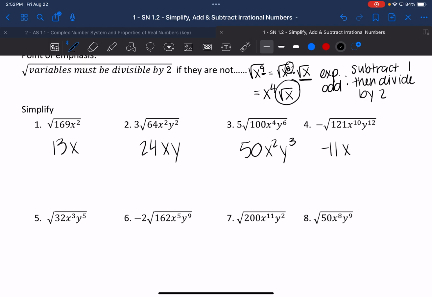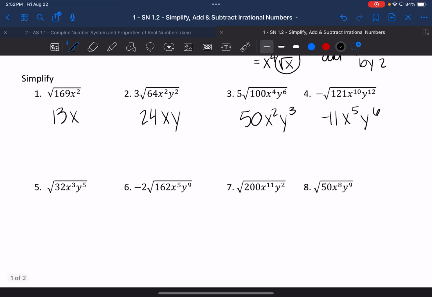X to the right, y to the right. Easy enough, right? Okay. All right, let's look at that next row. These ones are going to have some odd exponents. So remember our rule for odd exponents, okay?